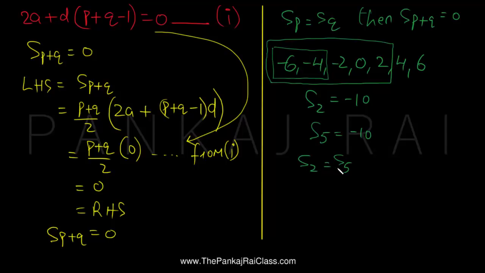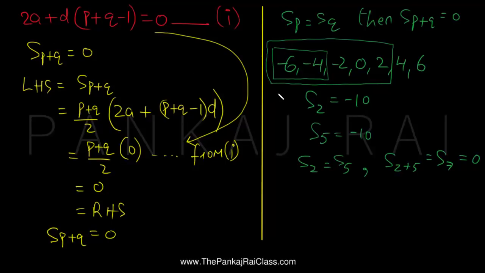So if S2 is equal to S5, then according to this we should have S of 2 plus 5, which is S7, and it should be equal to 0. So let us see, is S7 equal to 0? S7 is the sum of first 7 terms. Now over here if you see, these are the first 7 terms and the sum of all of them is actually equal to 0, because minus 6 and 6 are getting cancelled out, minus 4 and 4, minus 2 and 2. So we are getting that S7 is equal to 0.